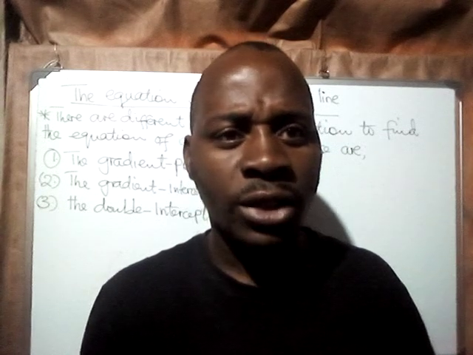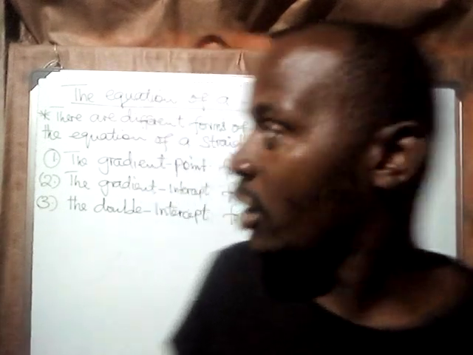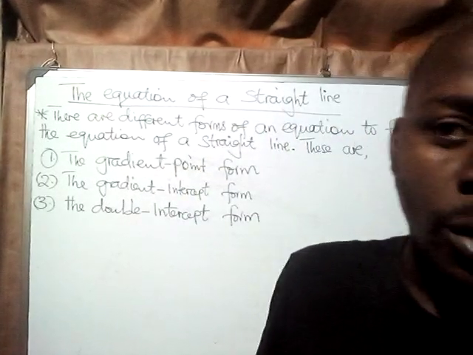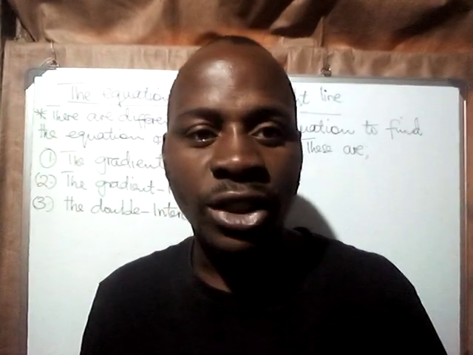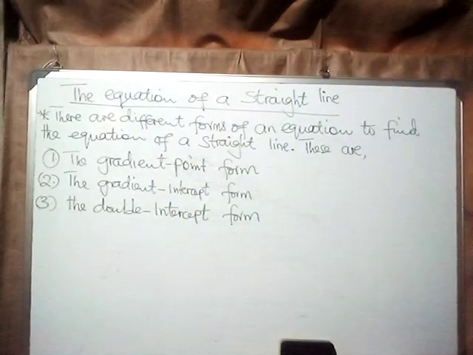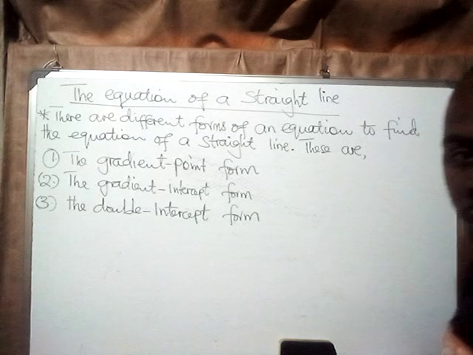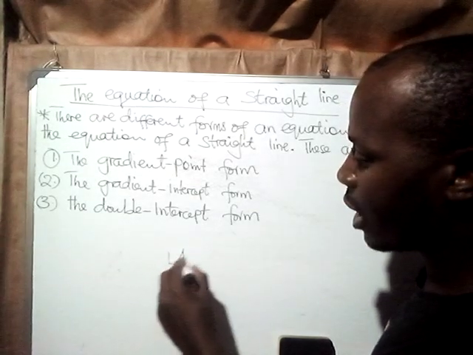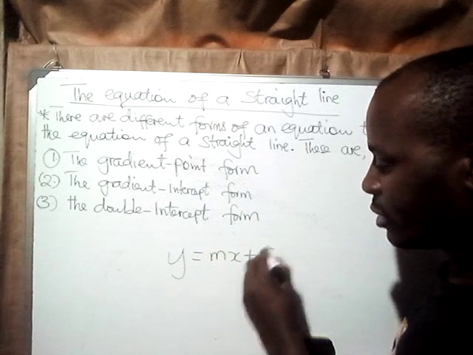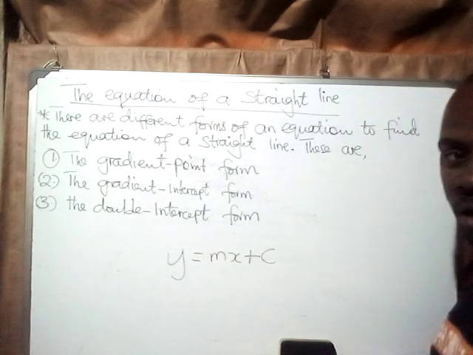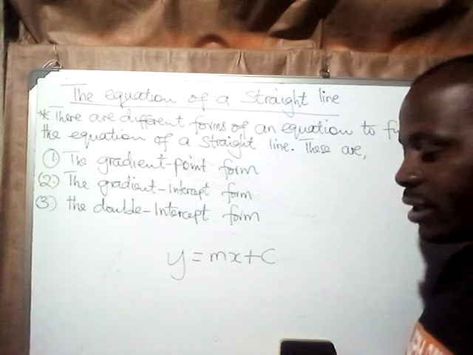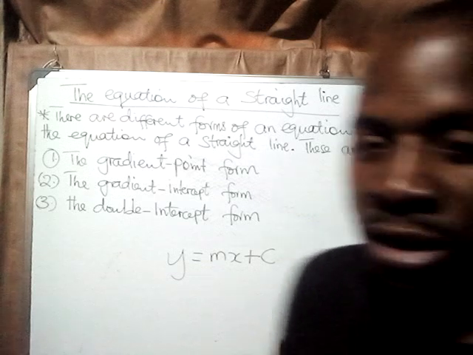This time around we are looking at the equation of a straight line. Normally the equation of a straight line is in the form y = mx + c. This is the equation of the straight line where m is the gradient and c is the y-intercept.